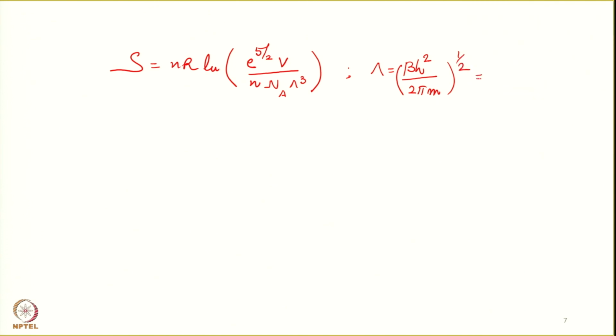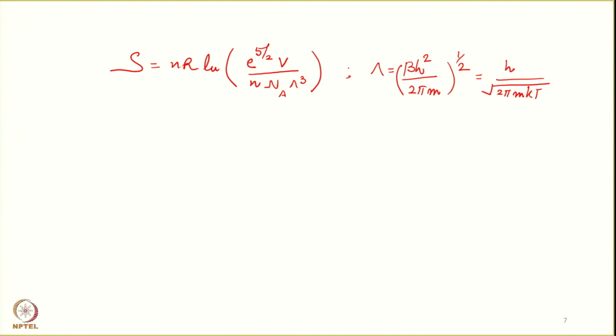or you can write this as h over square root of 2 pi m kT. You have expressed beta in terms of temperature. I can now calculate the statistical entropy.